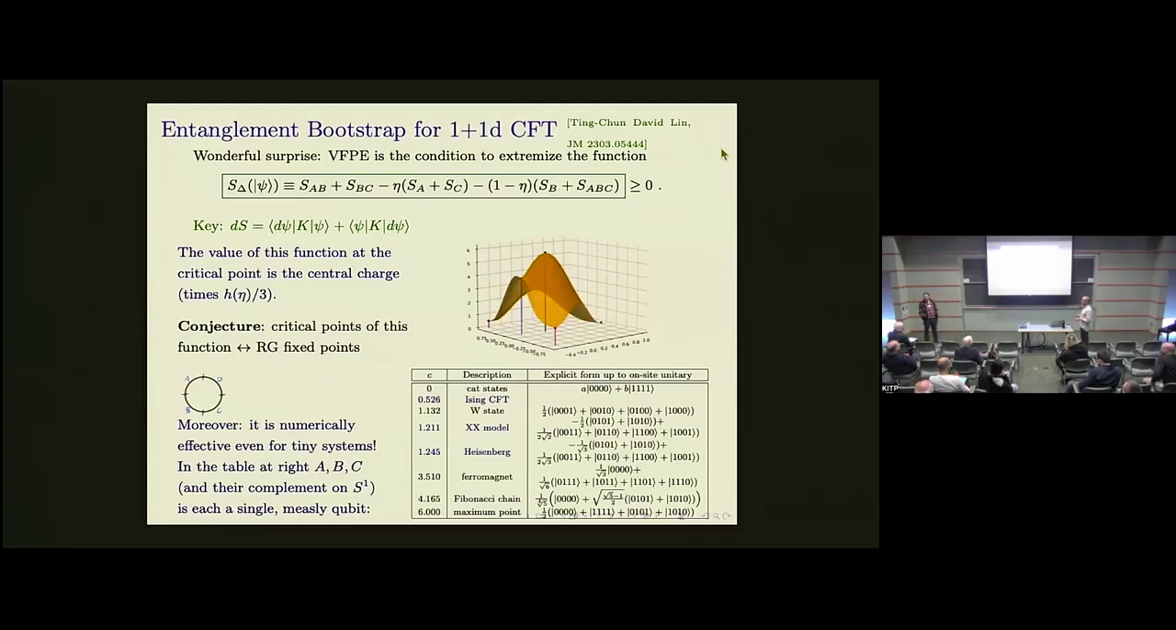But then what do you mean by C in the ferromagnet? Great. So by C, I mean, as I said, if k delta on the state is proportional to the state, there's something on the right-hand side. If the state is the ground state of a CFT, the thing on the right-hand side is C times H eta over 3. Yeah, so that's what I mean by C in that case.